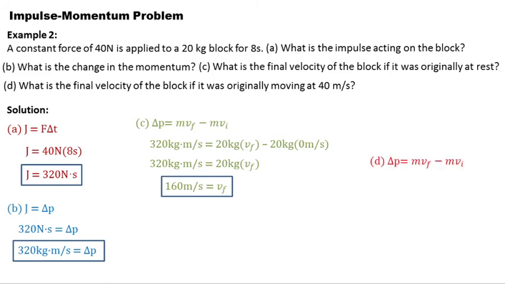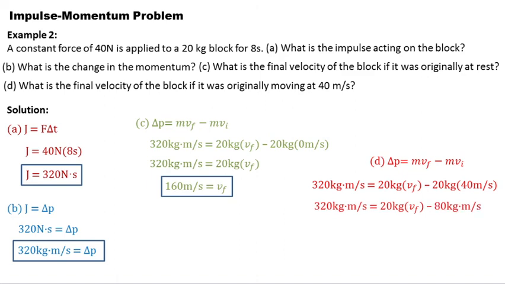So, in D, what is the final velocity if the block is originally moving at 40 meter per second? So, dito, ganun ulit. Yung change in momentum is equal to 320 kg meter per second is equal to 20 kg times velocity final minus 20 kg times yung initial velocity na 40 meter per second. So, 20 times 40, so 80. So, meron tayong 320 kg meter per second is equal to 20 kg velocity final minus 80 kg meter per second. Then, we transpose 80 to the other side.